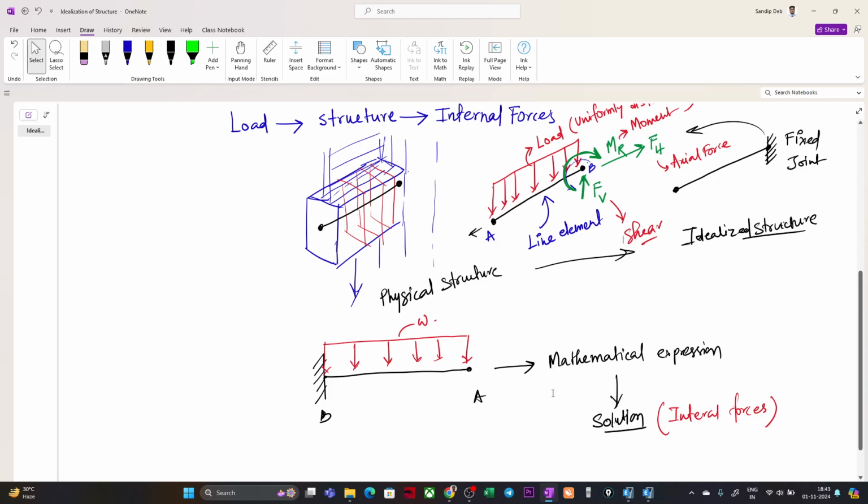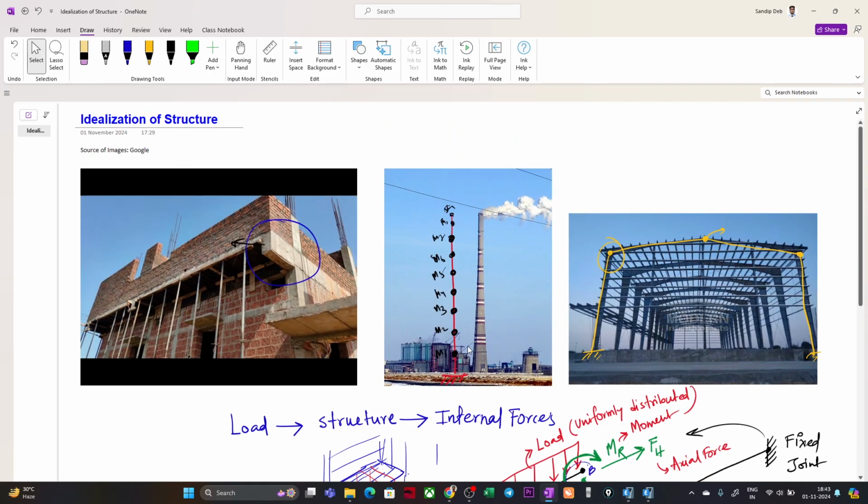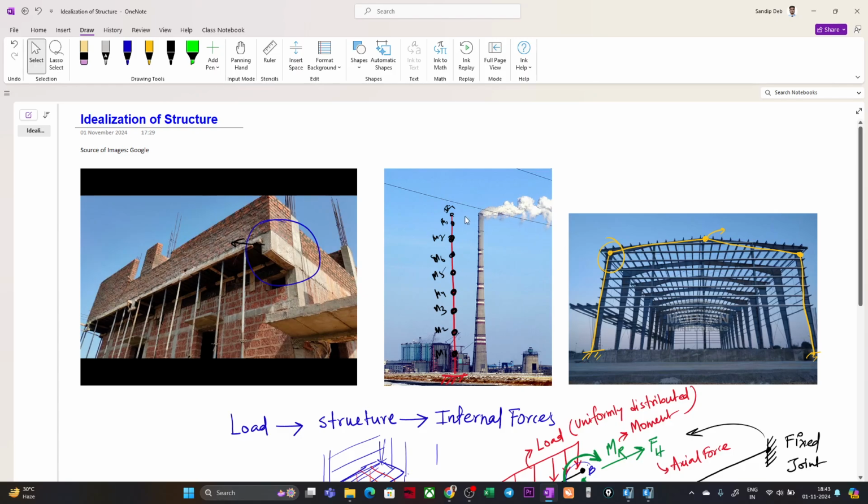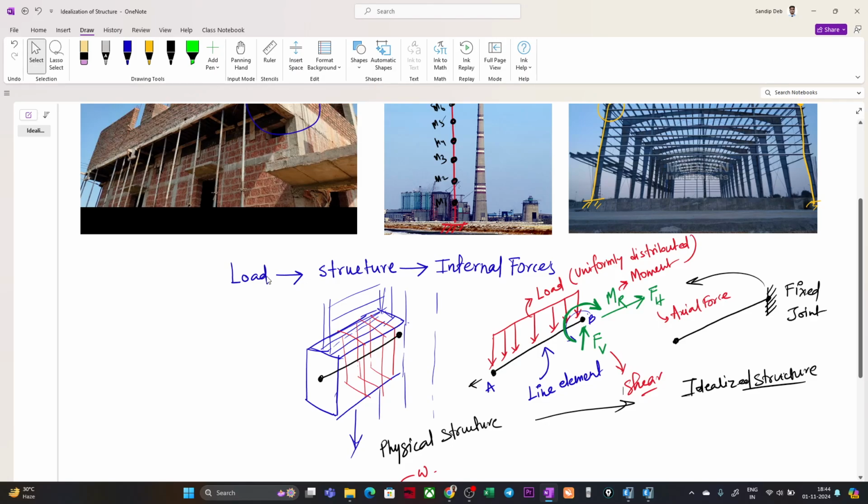To do the mathematical solution, you need something to solve, right? So that's why we idealize this chimney as a line with some mass at certain heights, and then we apply the loads and try to understand how this line with the masses at certain heights is going to behave, right? So this is what we do in structure analysis, correct? At the very beginning of structure analysis, the idealization of the whole structure, including the loads, the supports, the joints, is very important.